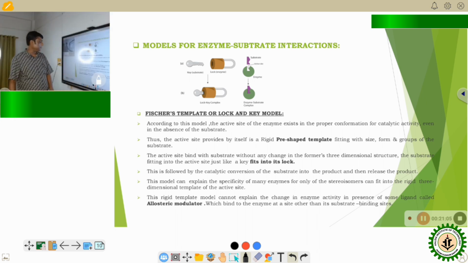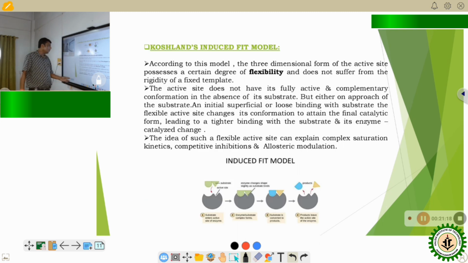So this rigid template model cannot explain the change in enzyme activity in the presence of some ligand called an allosteric modulator, which binds to the enzyme at a site other than its substrate binding site. Now this was after lock and key. Another one is the induced fit model, which we already mentioned.